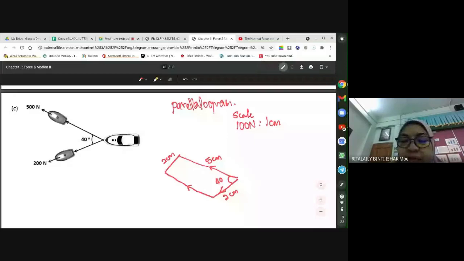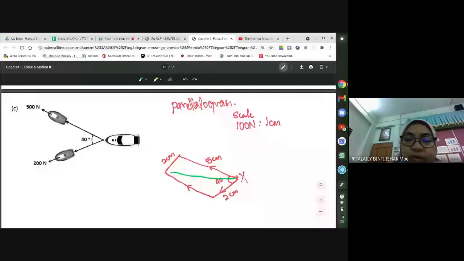This is the starting point of the arrow. I mark it with X. Since this is the starting point of the arrow, we draw the line from the starting point of the arrow for both, and then to the point where the arrows meet, so this one. So this is the resultant force.